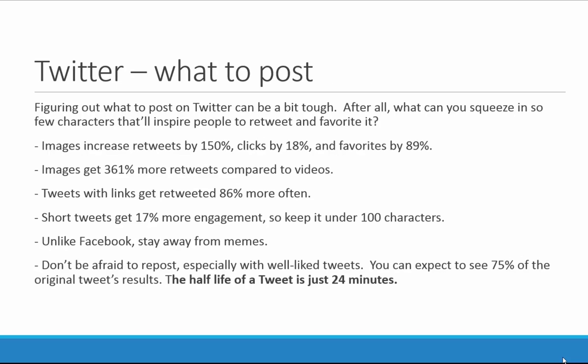So of course, Twitter posting is a little bit tough because you're constrained, right? You don't have pictures posting directly. You have a limited amount of real estate or character count. So here's the question, right? What can you squeeze in so that it inspires people to retweet and to favorite those tweets? So let's dive into some interesting stats here.